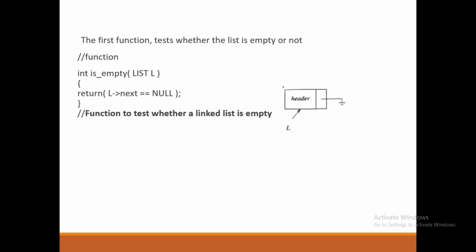If the list is empty, its next pointer will be null, so that is what we check. This is the function to do that: int IsEmpty(List L). If the next part of the header node is null, then we can say that the list is empty.